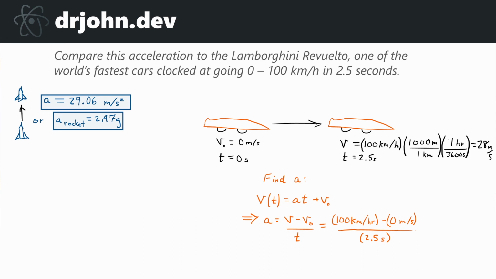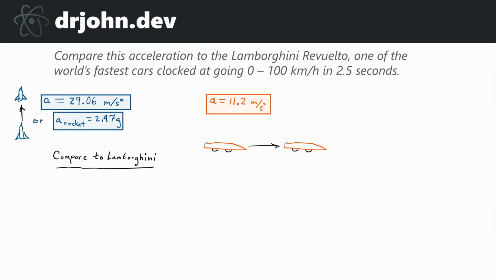So after making all of the appropriate substitutions, we find the acceleration of the Lamborghini to be 11.2 meters per second squared. So comparing with the Discovery, the Lambo accelerates less than half as fast, but it's still pretty quick. We can also determine the g-force of the Lamborghini, which evaluates to 1.14 g's. Any car accelerating above a g is definitely breaking some kind of traffic laws.